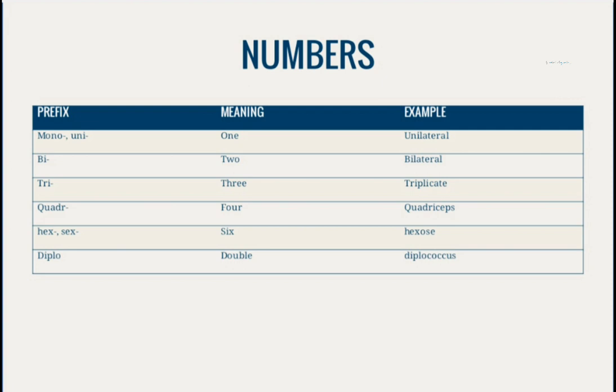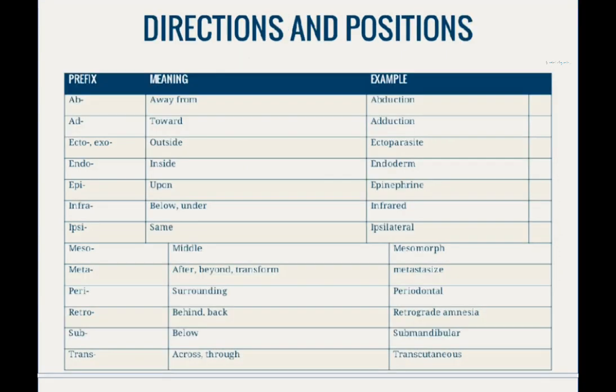Prefix, meaning, example: mono, uni: 1, unilateral. Bi: 2, bilateral. Tri: 3, triplicate. Quadra: 4, quadriceps. Hex, sex: 6, hexose. Diplo: double, diplococcus.